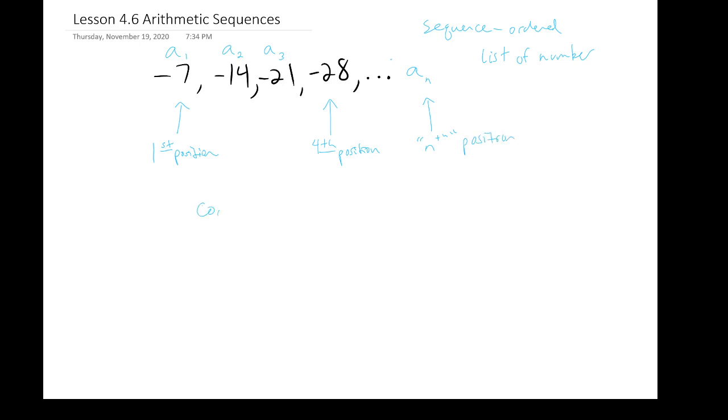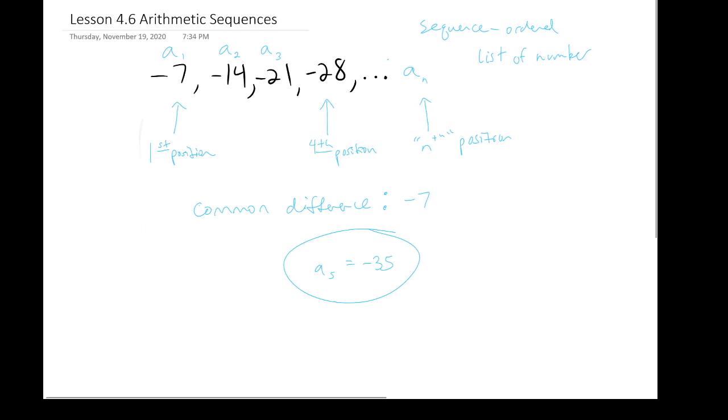Next, in an arithmetic sequence, what you can use to describe the pattern is what's known as a common difference. What's the difference between -7 and -14, as well as -14 and -21? The common difference in all of these is -7. So if we were going to find A sub 5, the next number after A sub 4, all we do is take -28 and subtract 7. So A sub 5 is -35.